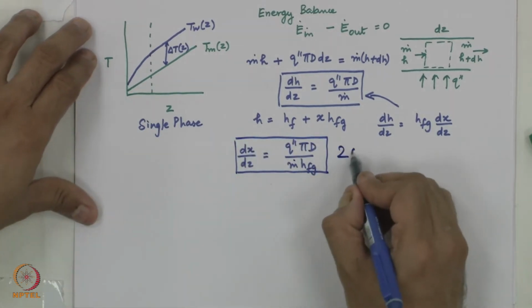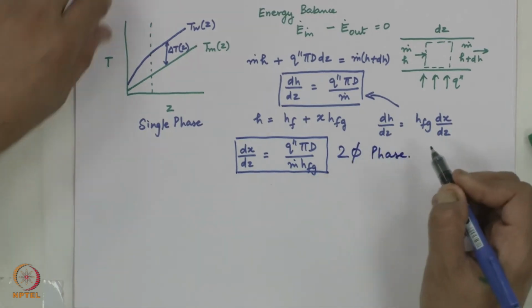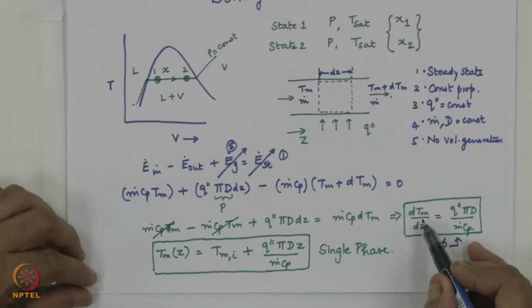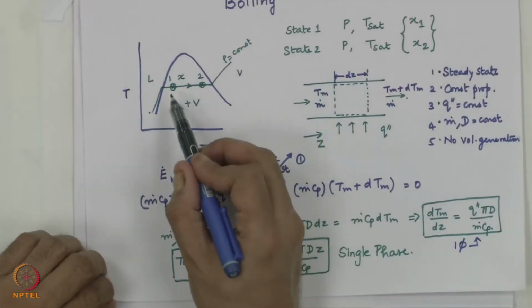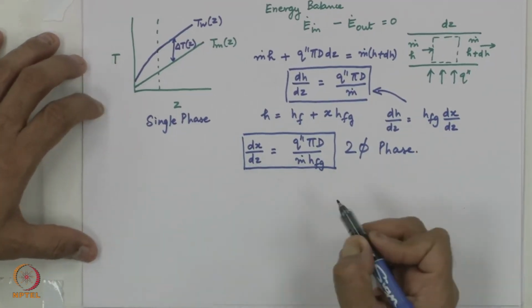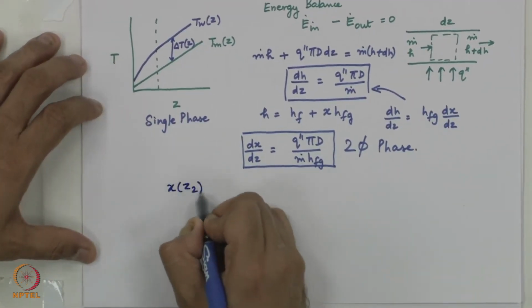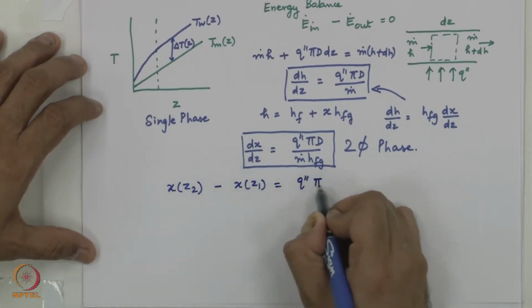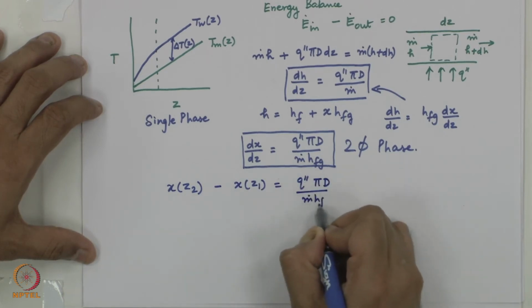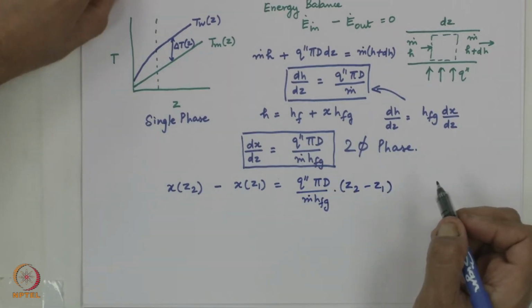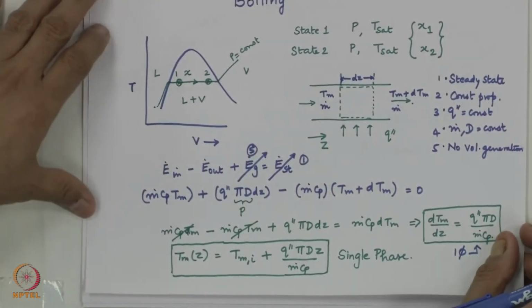Now, for single phase we had q double prime pi d by m dot Cp, which tells how temperature varies along the flow direction. How quality varies along the flow direction is given by this. If I have fluid coming in at quality x1, then x at z2 minus x at z1 is equal to q double prime pi d by m dot Hfg into (z2 minus z1). This is what was used when we did basic thermodynamics.